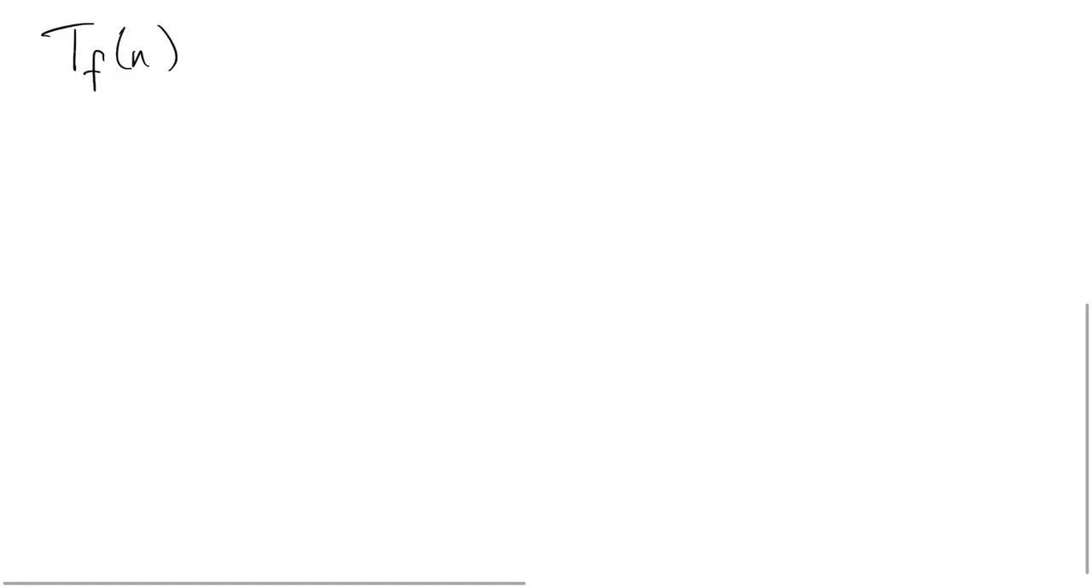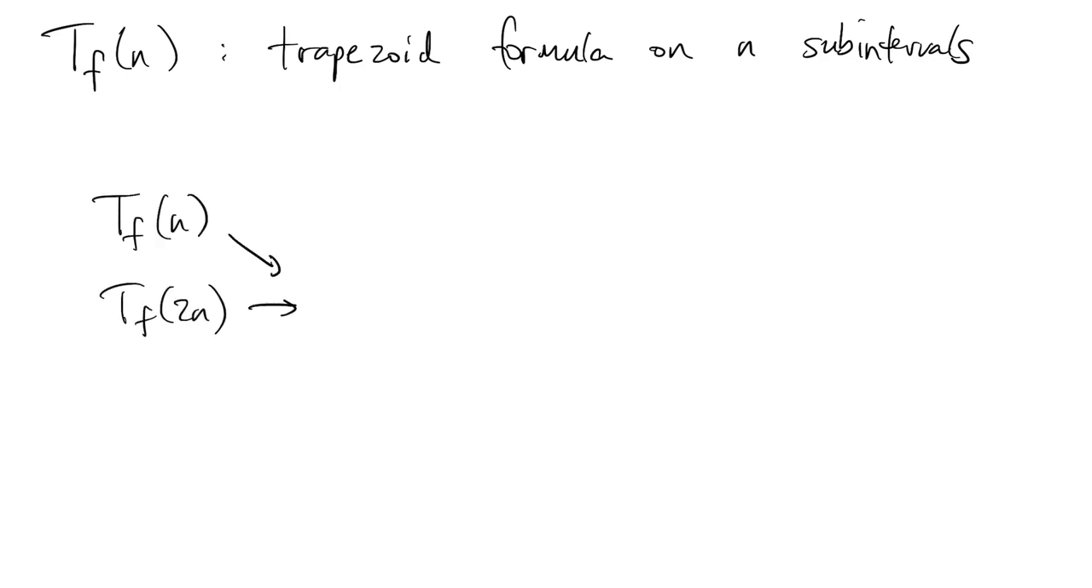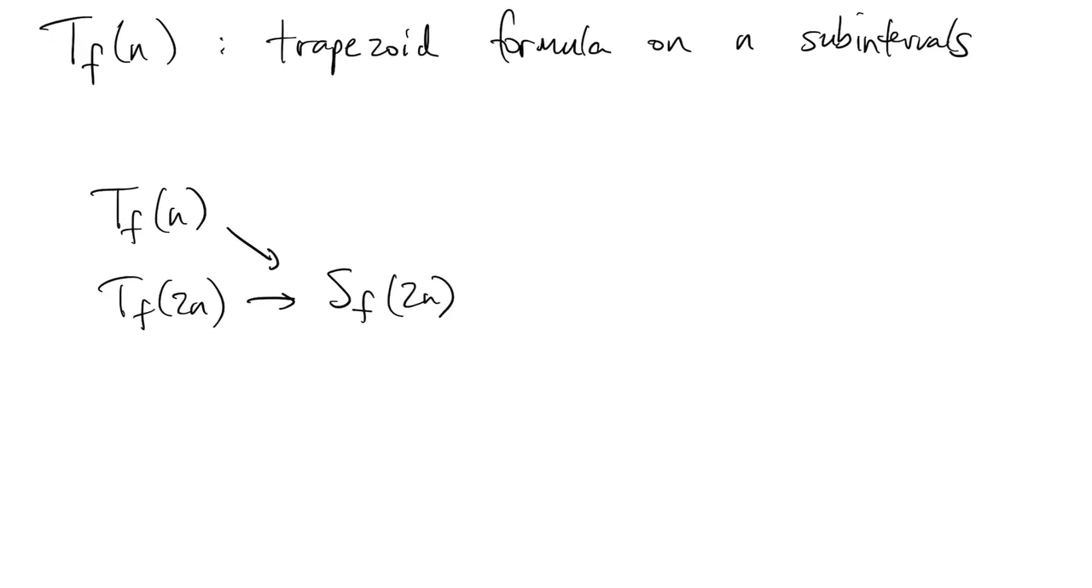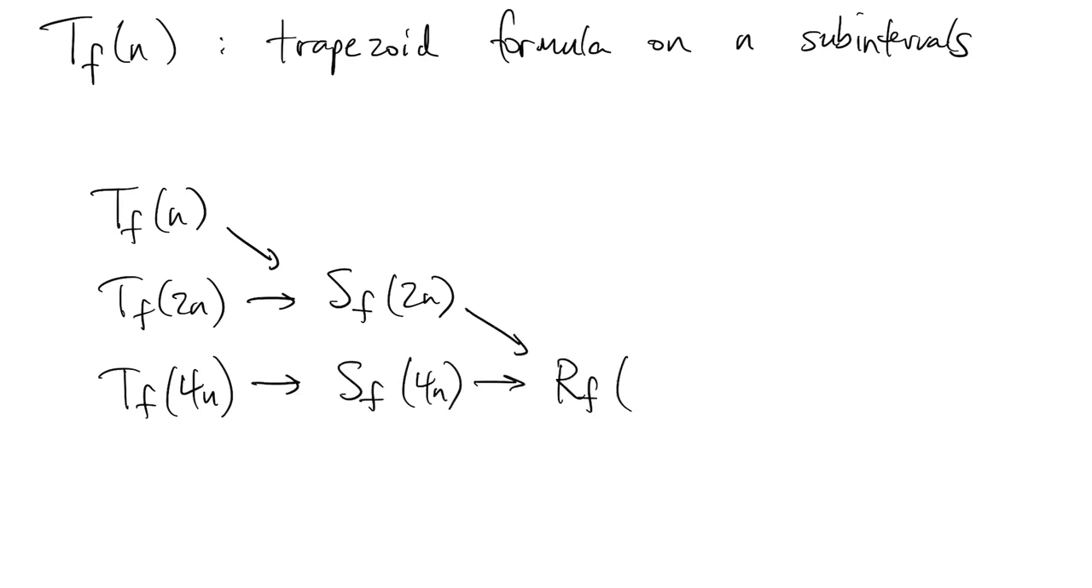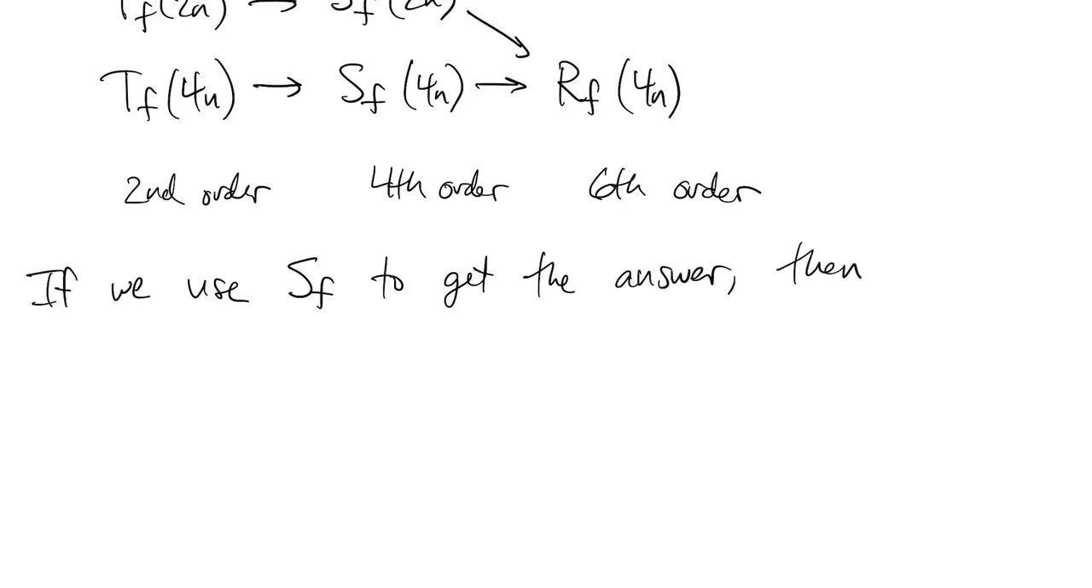Let's figure out how to estimate the error in an integral calculation. Recall that Tn is the trapezoid formula using n subintervals. With three evaluations of T, we can extrapolate to two values of Simpson's formula, and then we can extrapolate one more value at sixth order. If we use the better of the Simpson values as our estimate of the integral, then the final R value should be a good estimate of how accurate the Simpson value is.